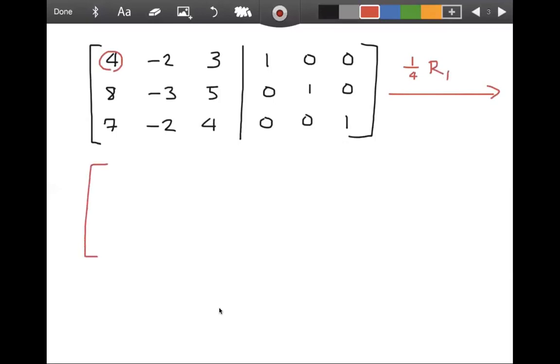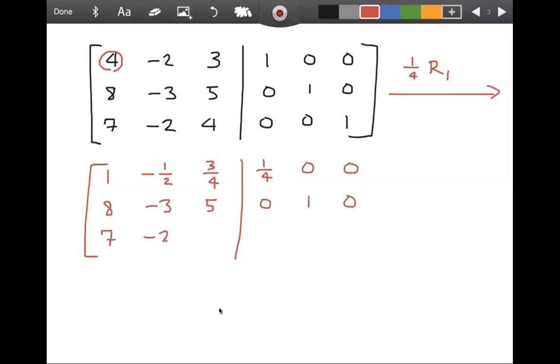So that's going to give me 1, negative 1/2, 3/4, and then 1/4, 0, 0. Okay. The next thing we will deal with is the 8 and the 7. We need to change those into zeros. So we're going to do that using elementary row operation number 3. All right, and we'll do both of those in the same step.